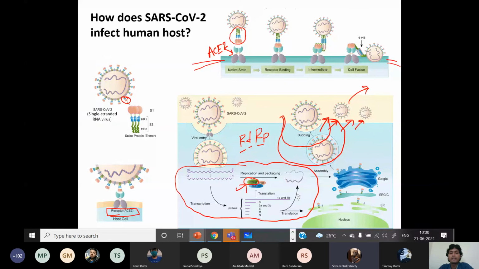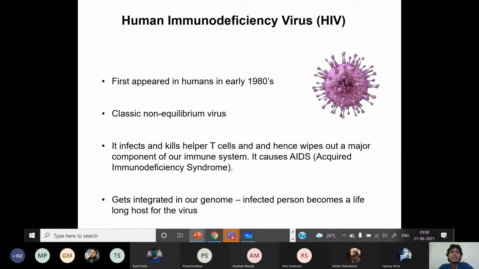So now the HIV virus, I will take 15-20 minutes, not that much. This time we are not discussing HIV in details. I will tell a little bit about that. Mostly we spent a lot of time on SARS-CoV and other things. So HIV is a classical non-equilibrium virus.